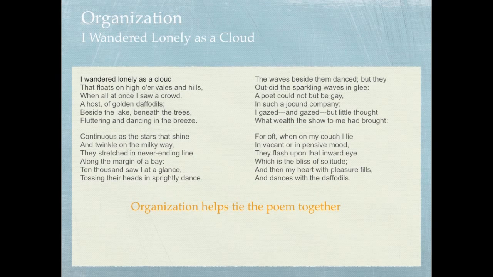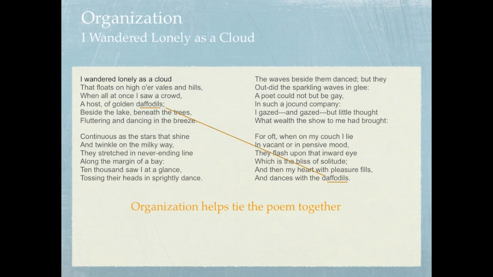Organization also helps tie the poem together. We're going to see this in a couple of different ways. One way is simply by the rhyming scheme. So the last word ties in with certain concepts. But along with that, we see cloud and crowd, hills and daffodils, trees and breeze. So all of those ideas sort of tie those things together.